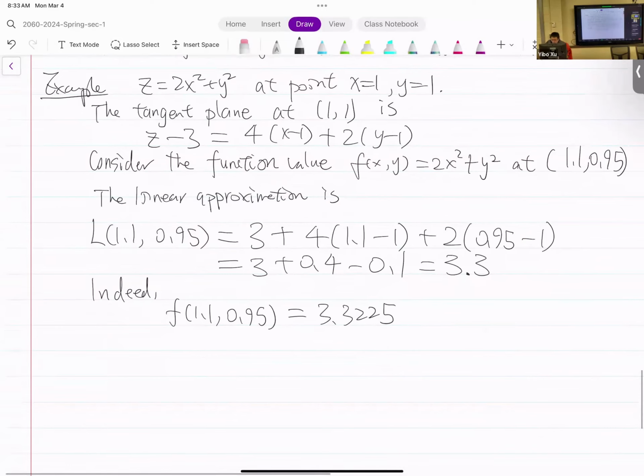And if you just imagine that for your surface in 3D, if you are doing the approximation in terms of the tangent plane, then the closer you get to the xy pair, the better the approximation is. Right? So this is expected.